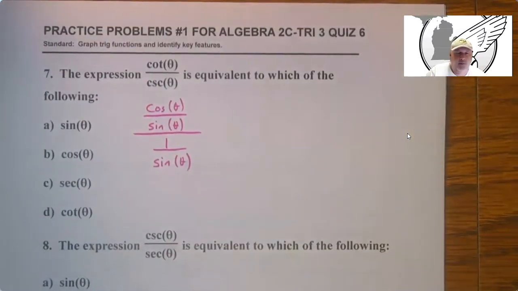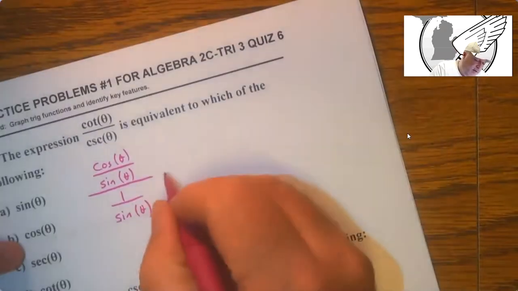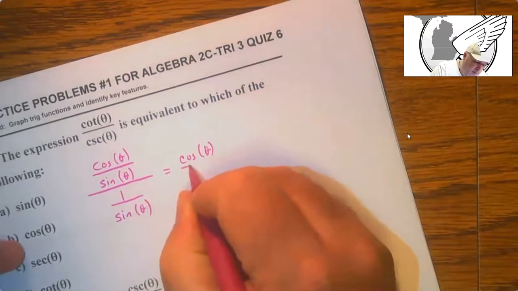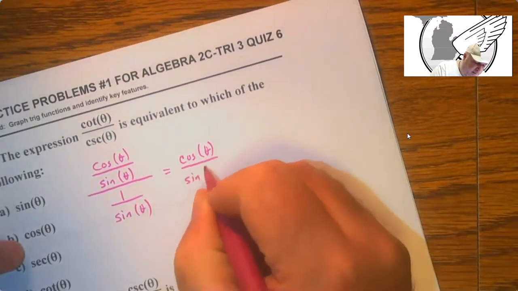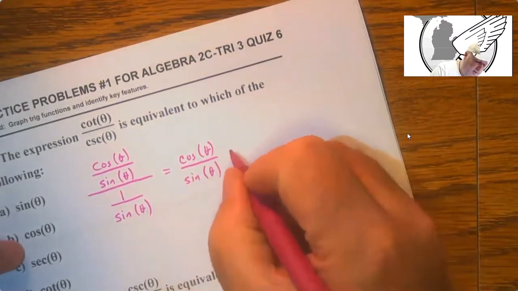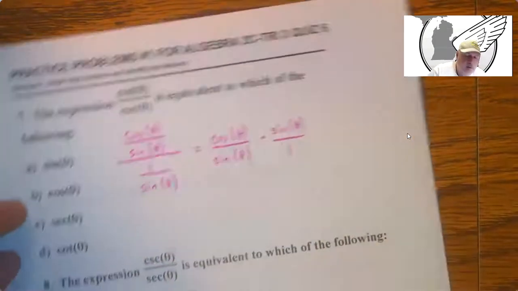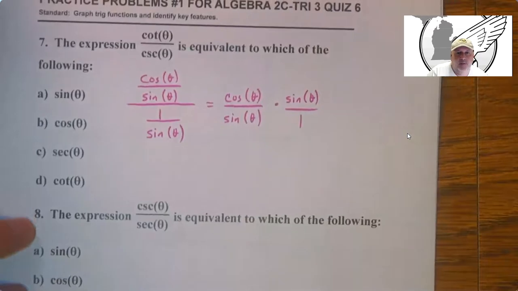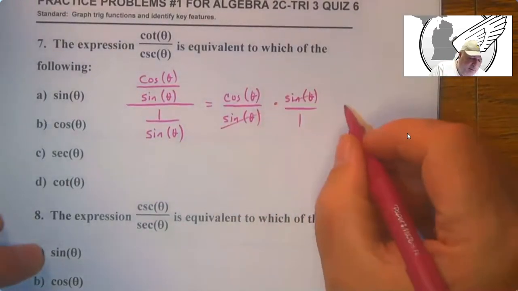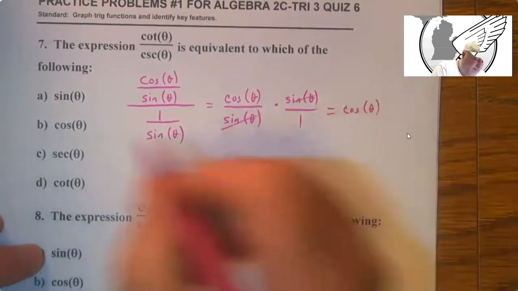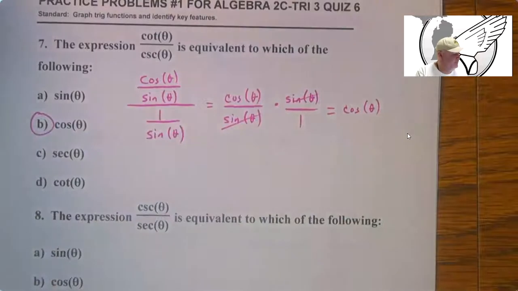So get everything in terms of sine and cosine, and then you have to take the reciprocal of the bottom and multiply by the top. That's the fraction rule again that we need to be aware of: reciprocal of the bottom times the top. So these drop out and we just have cosine left. And that is B.